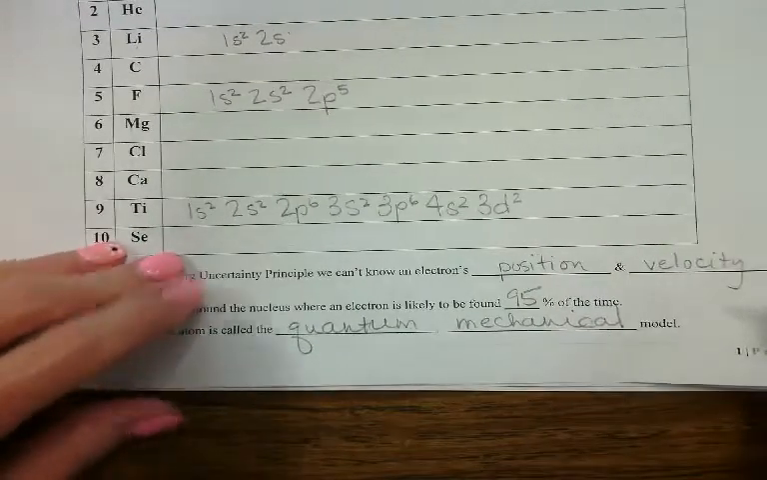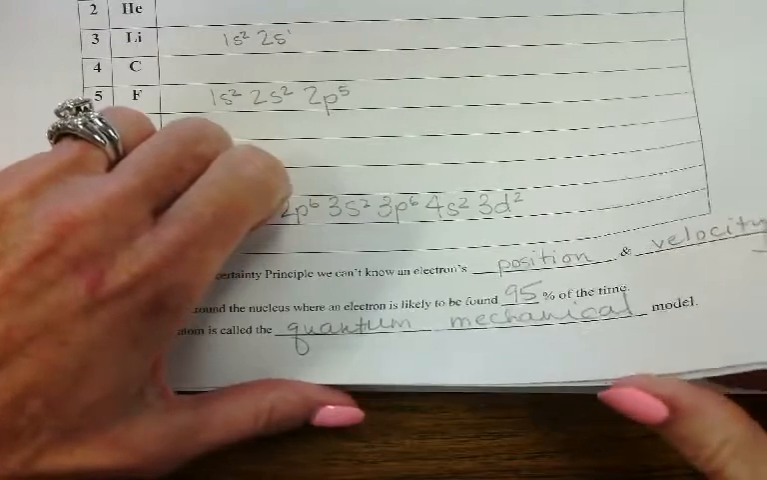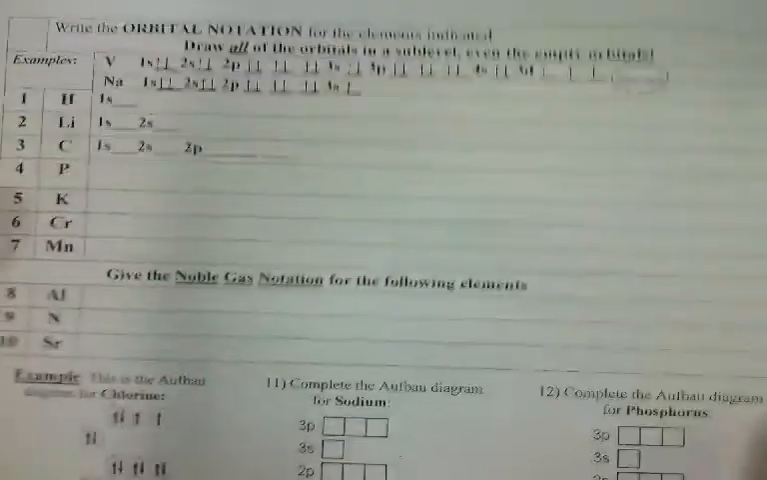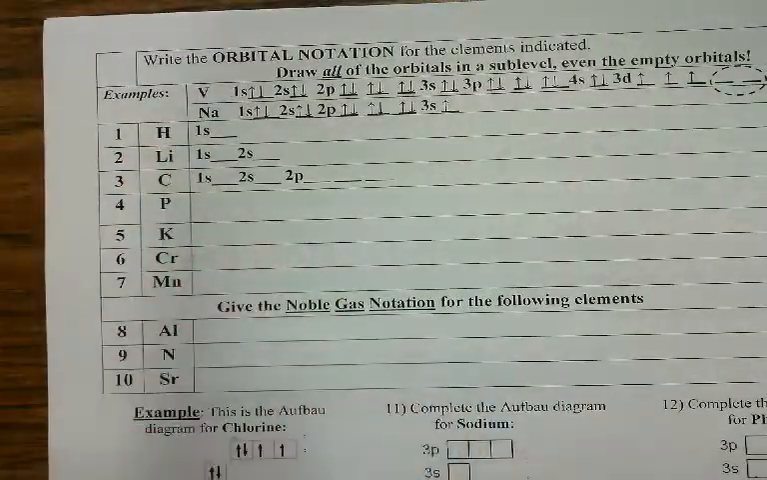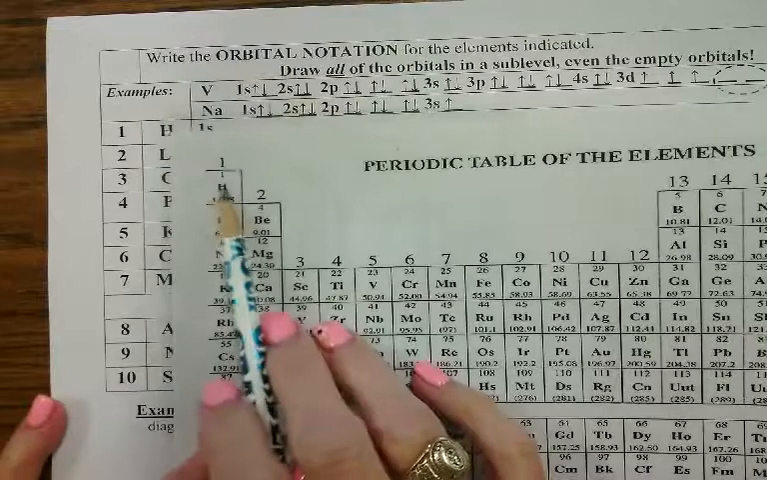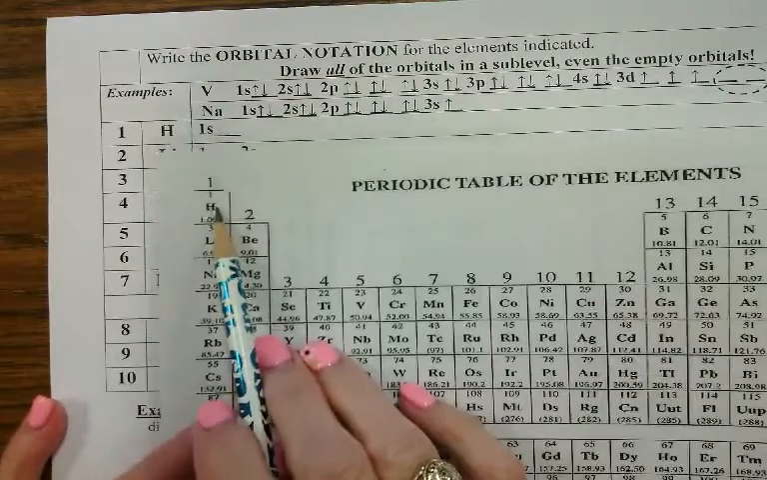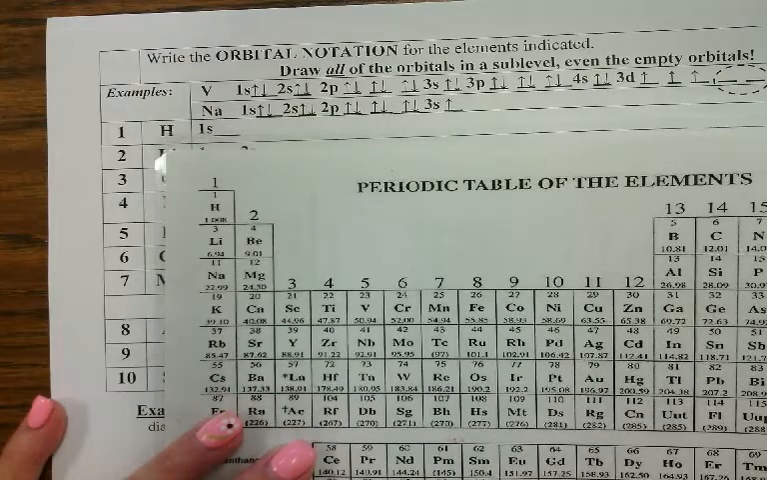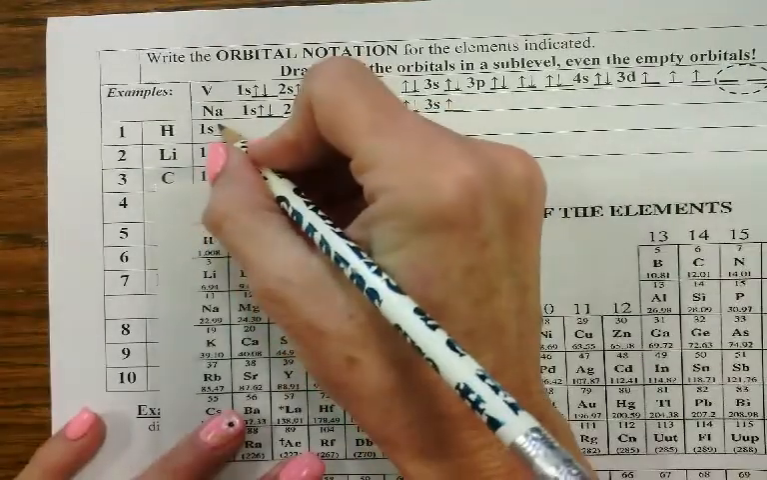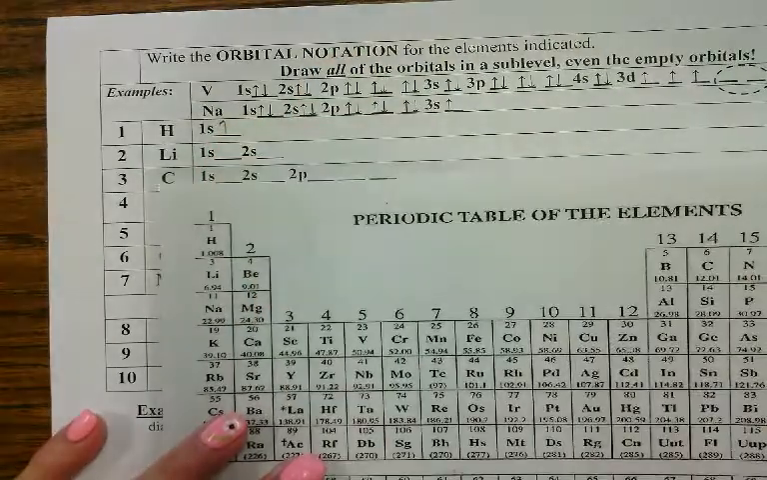Okay, over on page 2, if I can separate the pages, we'll do some orbital notation here. So hydrogen is located right here. It's in the 1s and it has 1 electron. It's the first electron in that 1s block, so it just gets 1 arrow.